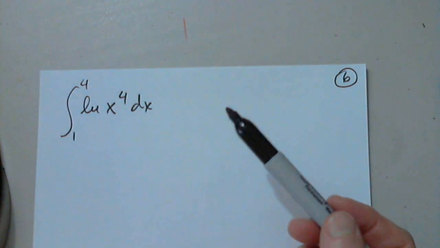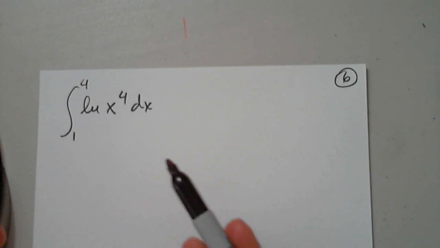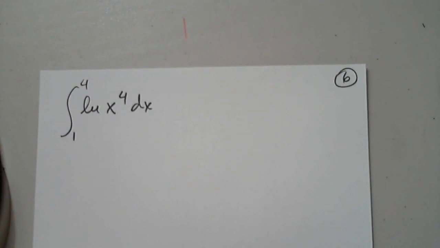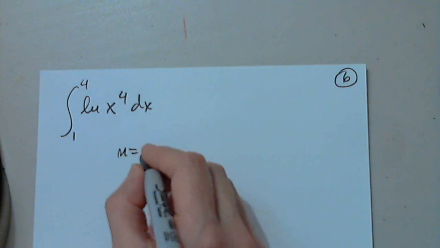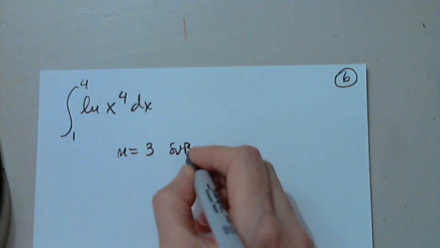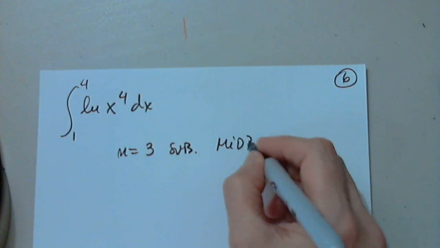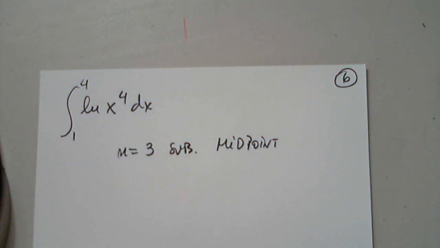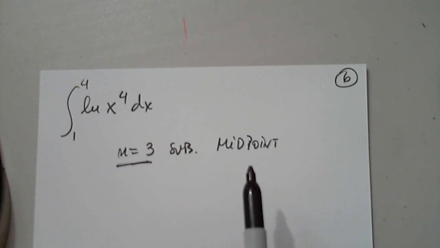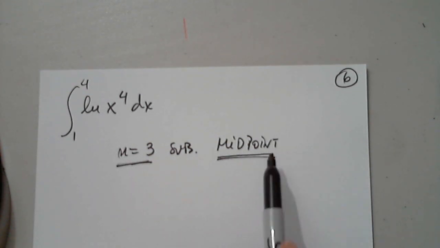But at this point in time, in this course, the problem will ask us to approximate it using n equals 3 subintervals and midpoint. So this particular one that I just chose, it's doable, but I have to show a method called integration by parts. But we are only asked to find an approximation using 3 subintervals and using the midpoint.